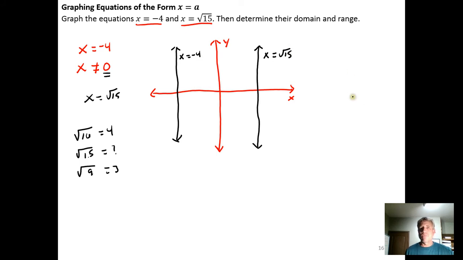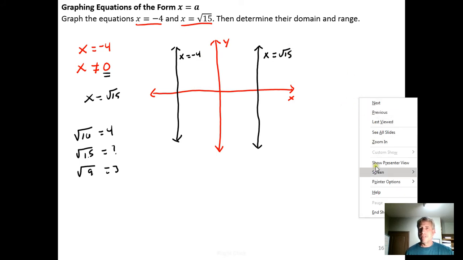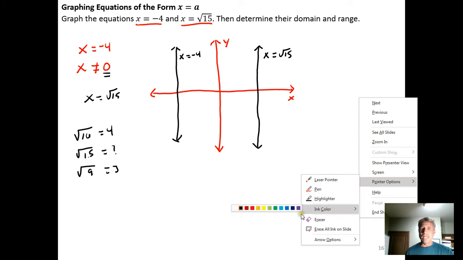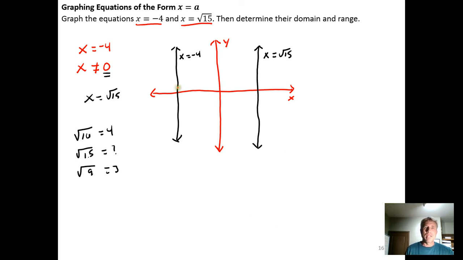And then I can go in and put some labels on the axes if I need to. So switching back over to the red color. Go down to pointer options, ink color, back over to red. I know right here that value is -4. And actually right here, that tick mark represents the square root of 15. And then I want to take just a moment to make sure, do I have my x and y axes labeled? Yes, I do. Do I have arrows on each of the axes and each of the functions? I do. Did I put labels in that were appropriate on the x-axis?